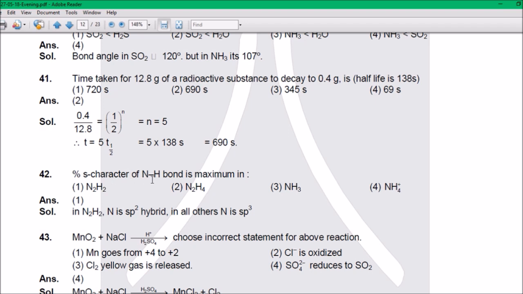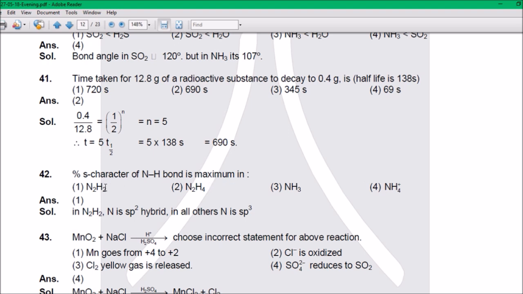42, percentage s character of the N-H bond is maximum in which? Answer is 1s2 n2s2. Why? Think, why? The s character is more, why? Why not in NH3? Why not in NH4 plus? Just think about the hydrogen.